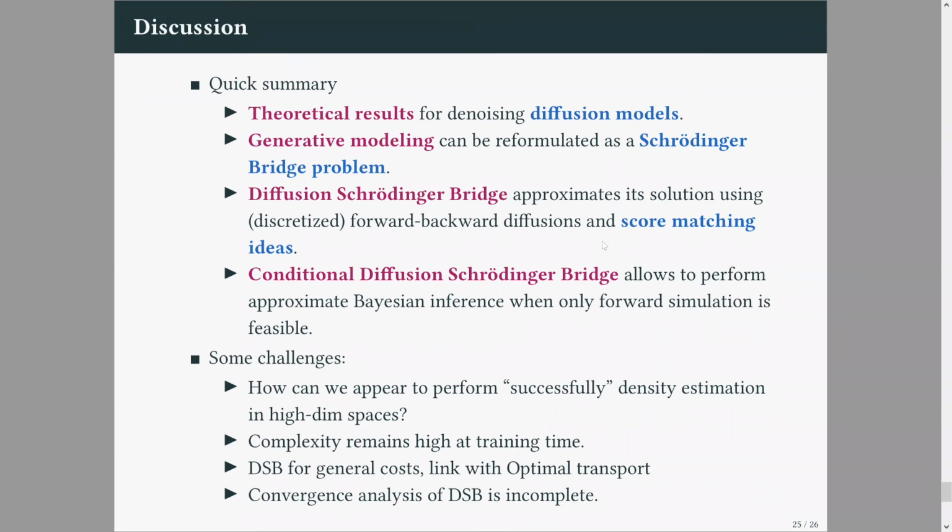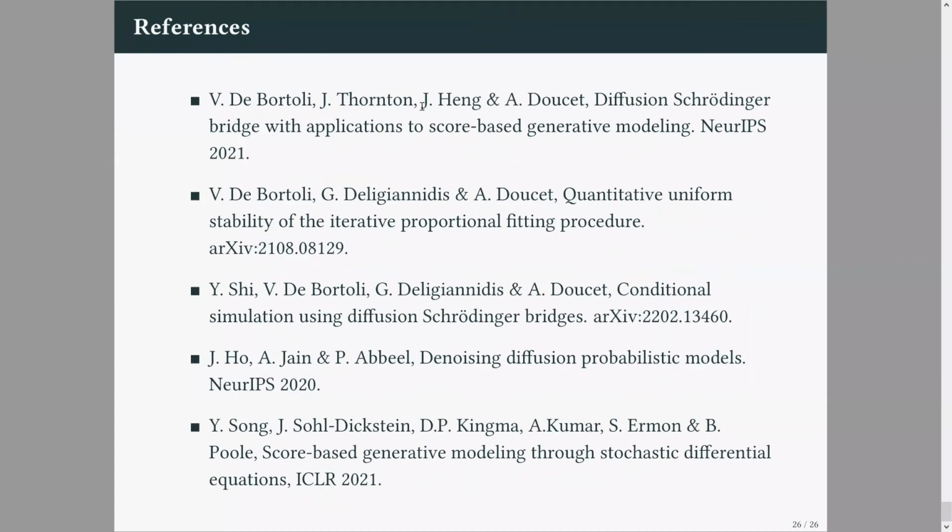Thank you. And if you're interested, the papers you can have a look at are this first paper and this third paper, which are the two papers where we do unconditional and conditional simulation with Schrodinger bridge, while the two papers at the bottom are the key references on denoising diffusion models.